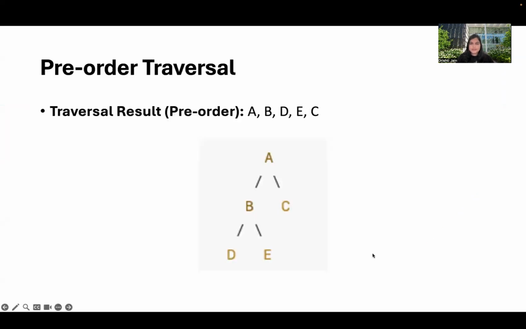Let's look at this tree, wherein A is the root node of the tree. It has two children, B and C. The subtree B has two children, D and E. In case of pre-order, the result is going to be A, B, D, E, and C.